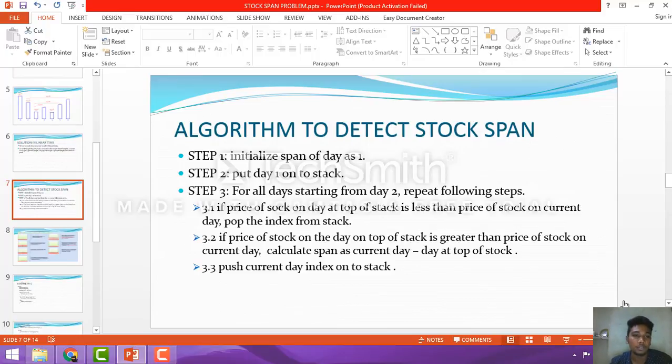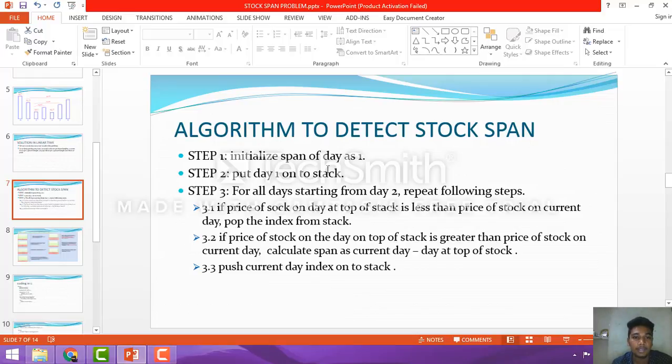It's me Karthik. Today I am going to teach you about the algorithm for the stock span problem. My friend Jitender gave a lecture about the stock span problem. Now I am going to teach you about the algorithm. So this is the algorithm here, and these are 3 steps.